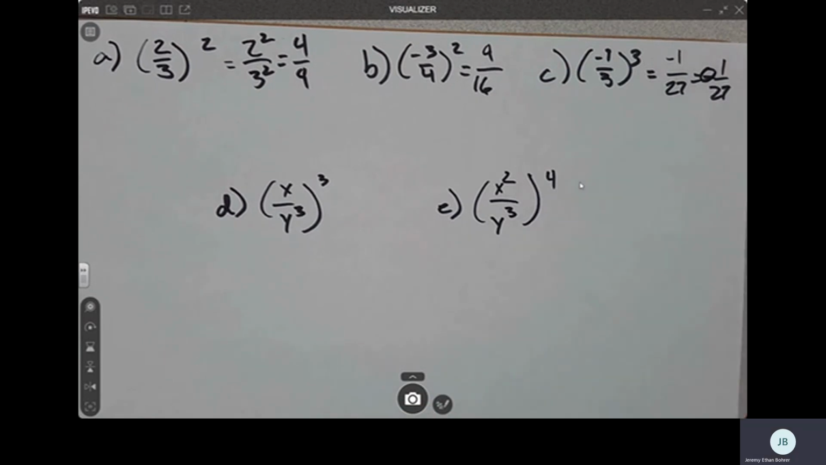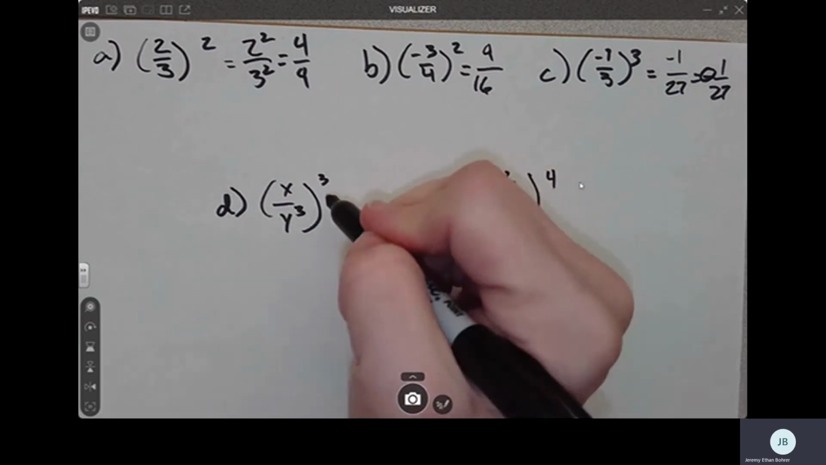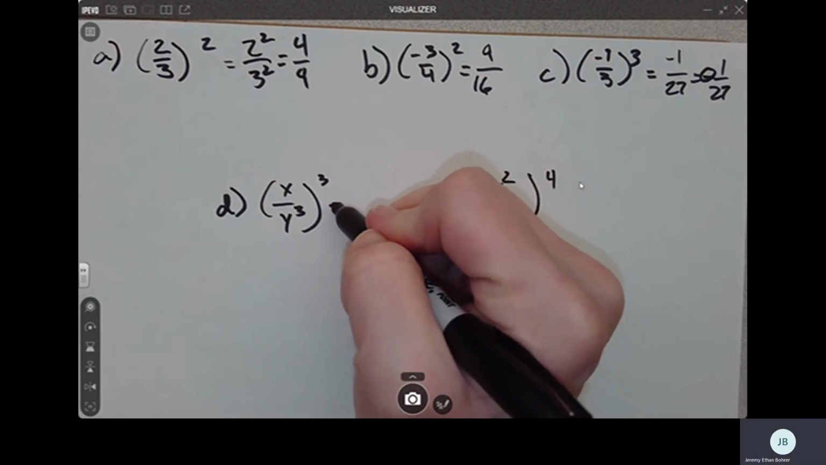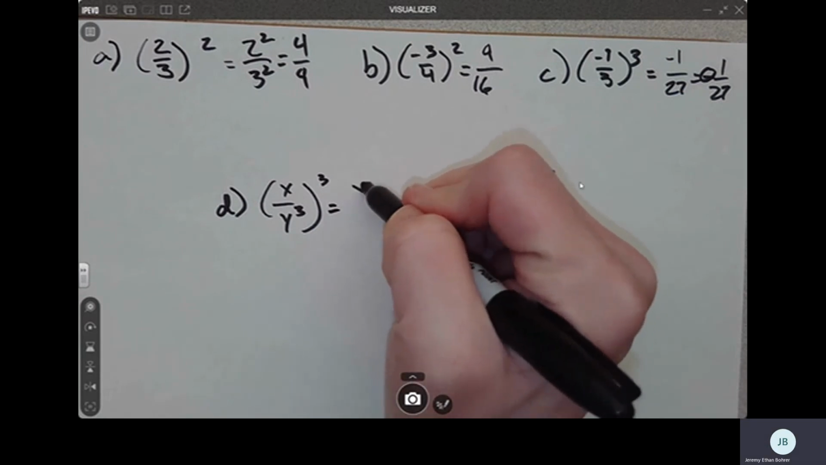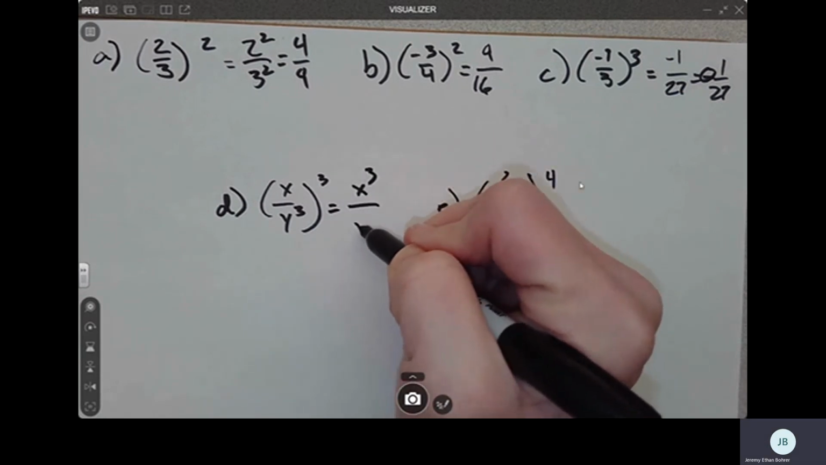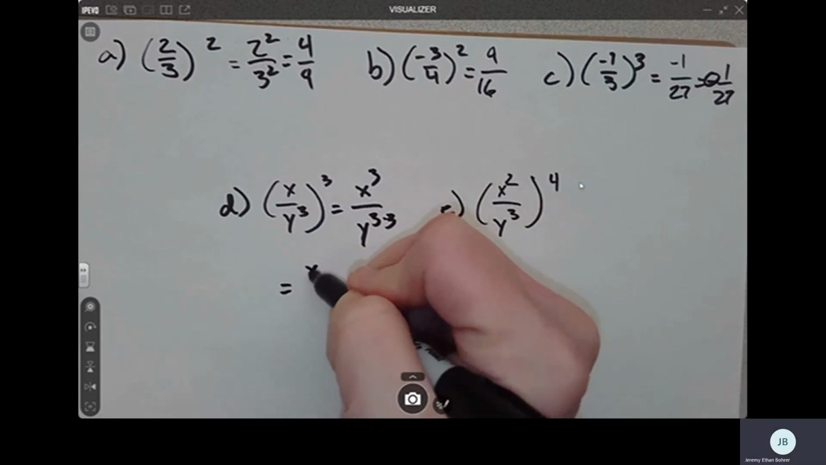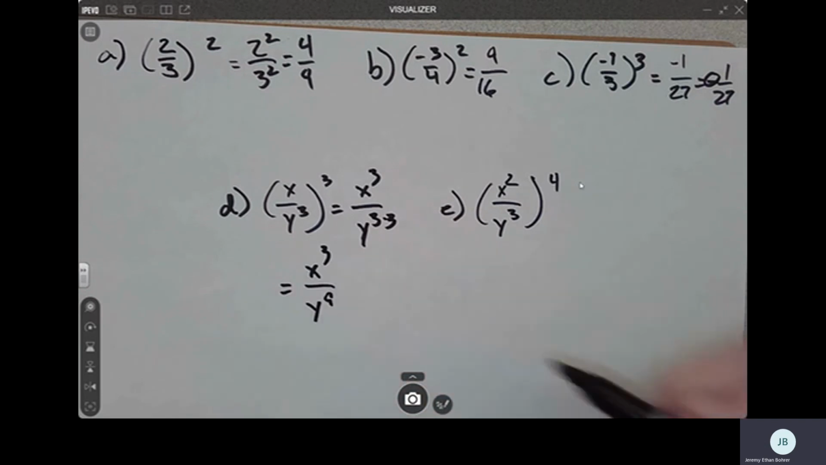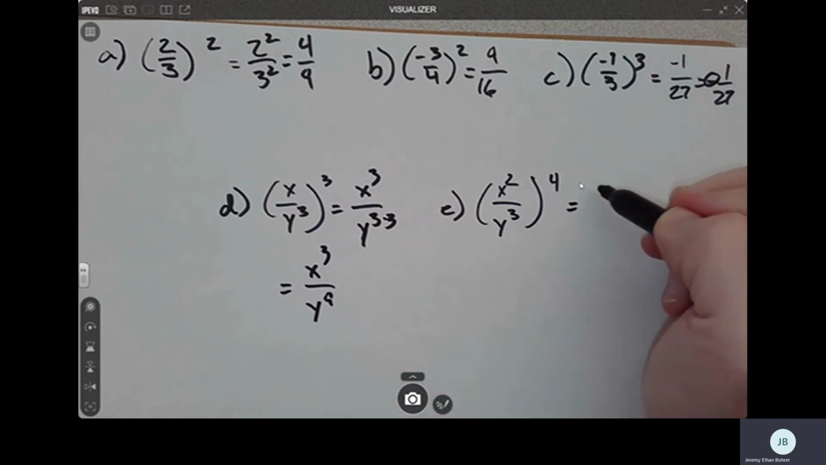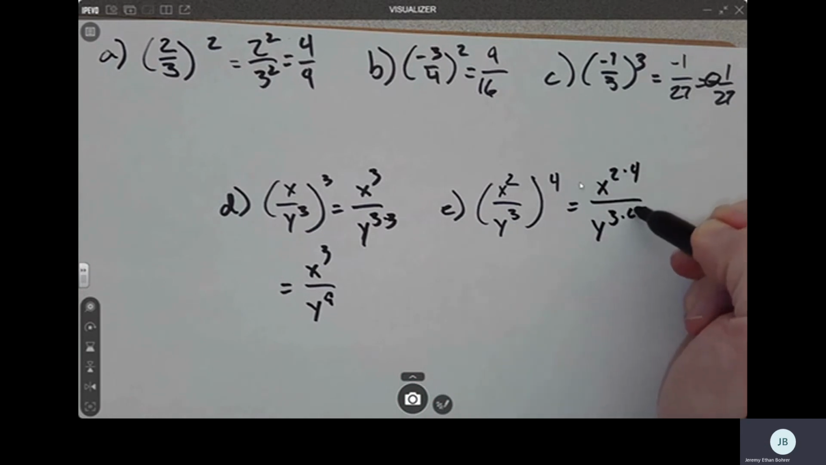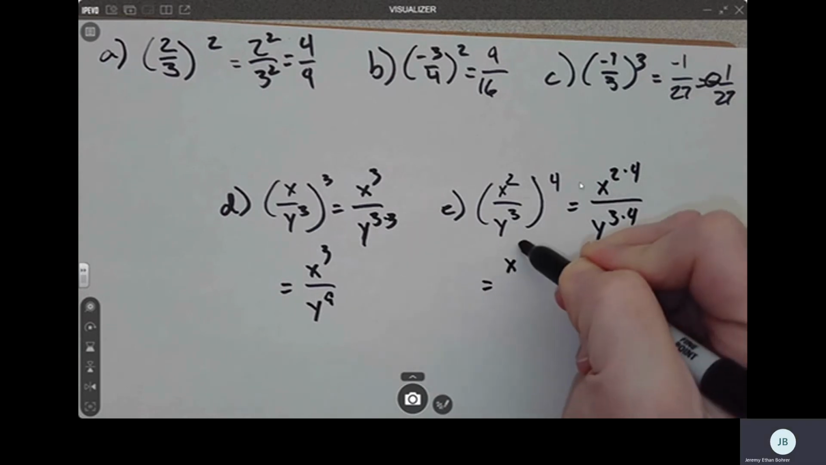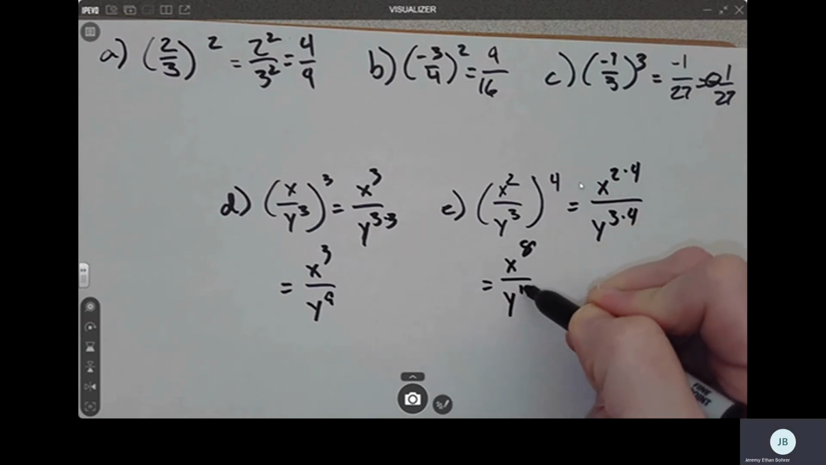Sometimes it helps to put a circle around your negative sign so it doesn't blend into the fraction bar. x over y cubed cubed is x cubed over y to the 3 times 3. So that's x cubed over y to the 9th. And then finally, we have x squared over y cubed to the 4th is x to the 2 times 4 over y to the 3 times 4, which is x to the 8th over y to the 12th.